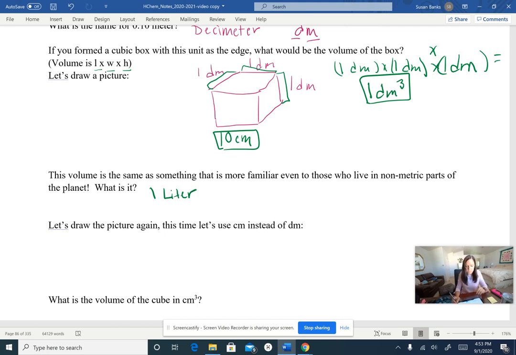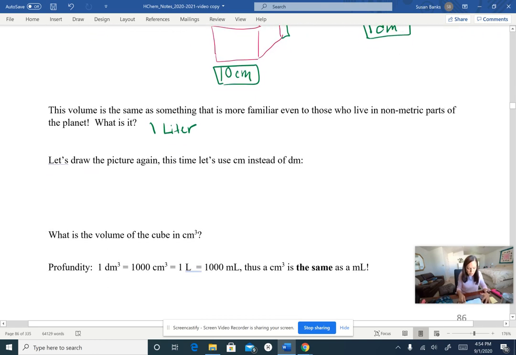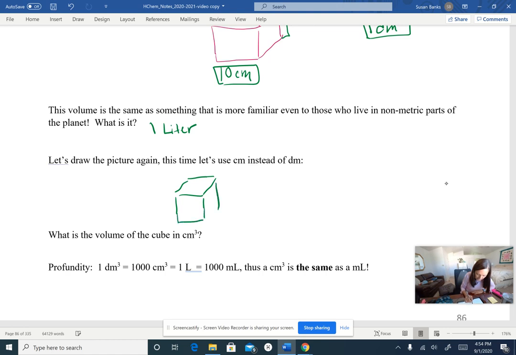So if I had 2 of those 10 decimeter cube boxes back to back, that would be the size of a 2-liter bottle, like you get soda pop in. Okay? So instead of using decimeters, we're going to use centimeters this time. So if I draw that same box, and I put 10 centimeters on this side, that is a horrible 10. Let's try that again. 10 centimeters here and 10 centimeters here. Let's see, 10 centimeters by 10 centimeters by 10 centimeters.